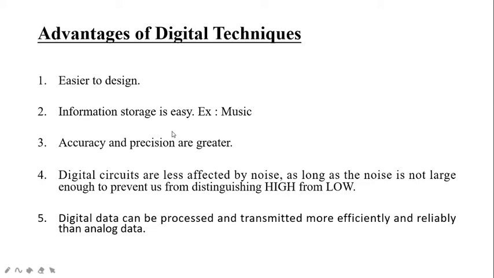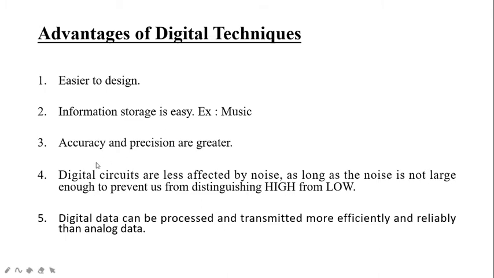For example, consider music. When music is converted to digital form, it can be stored more compactly and reproduced with greater accuracy and clarity than is possible when it is in analog form. Right? And the third one is accuracy and precision are greater compared to analogs.